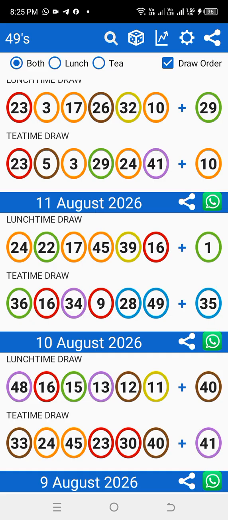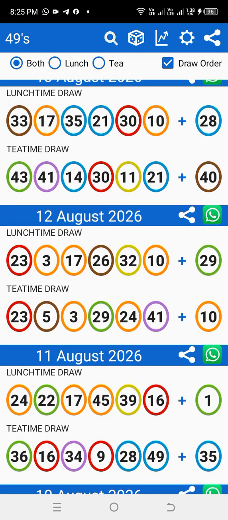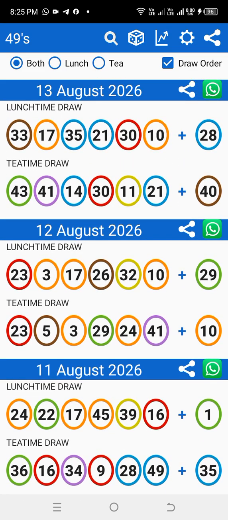And we have 46, 14 also. Now we check here on today's recording. You can see 14 came, 11 came, 46 is a missing number, and 19. So those are the numbers that we're gonna start with. All right.